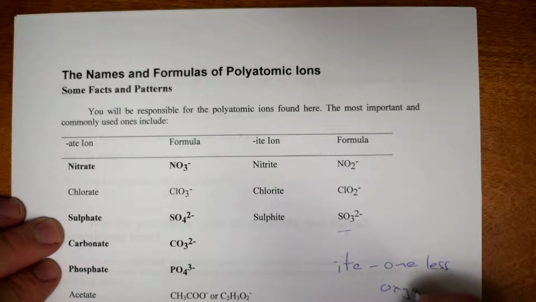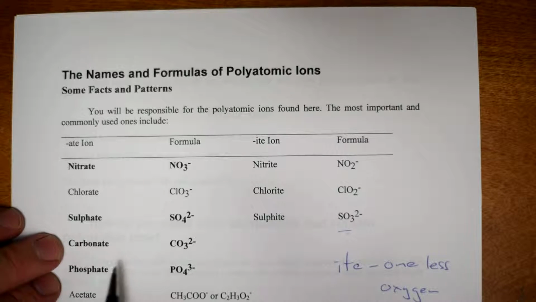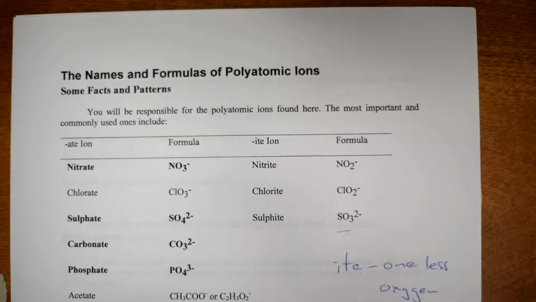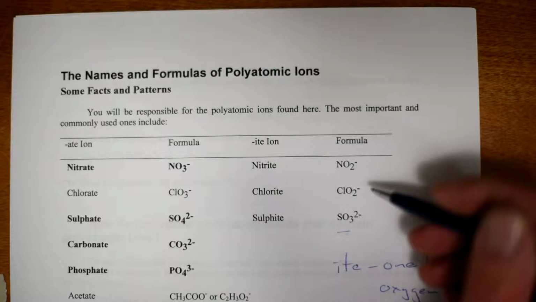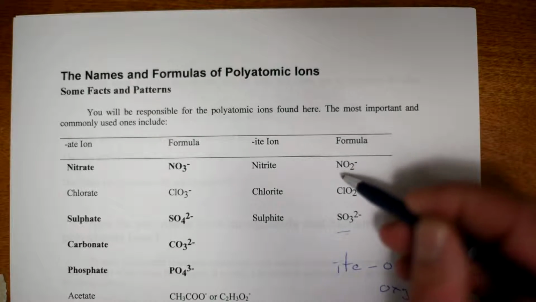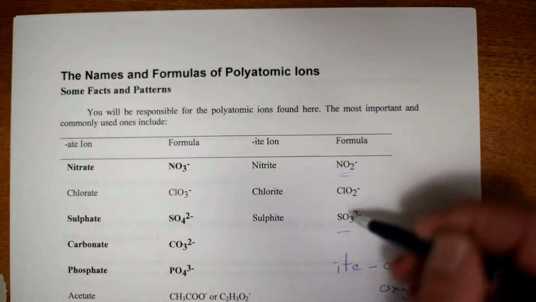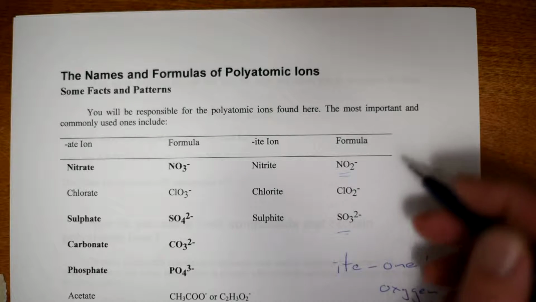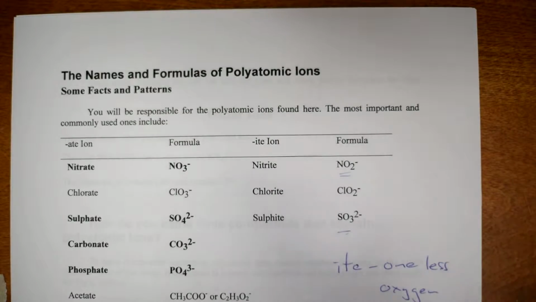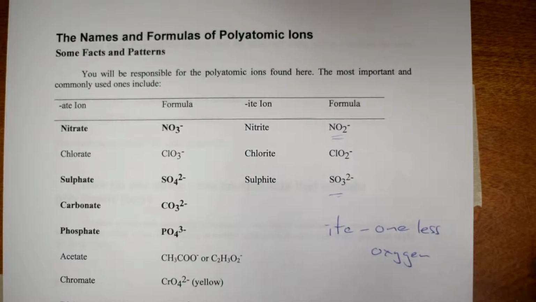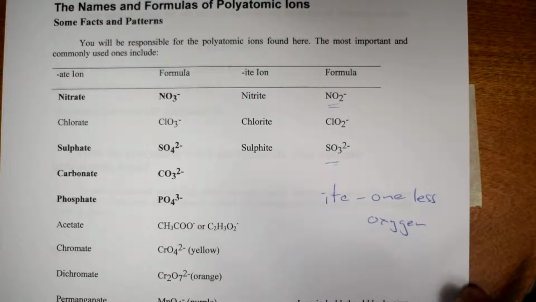Now, you might ask the question: are there carbonites, phosphites, acetites? Not really. These are the three that we will come up against most often. You may have heard of nitrates in food as preservatives, and sulfites as well. These are used quite a bit in the food industry in order to prevent damage to the food.